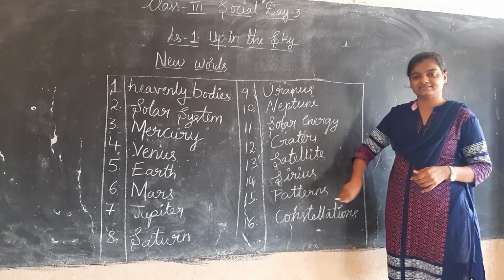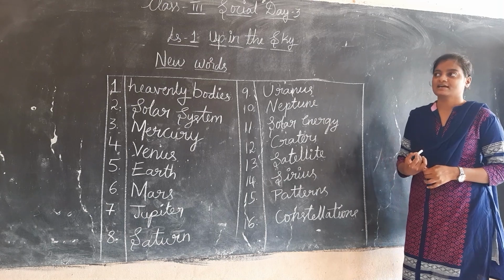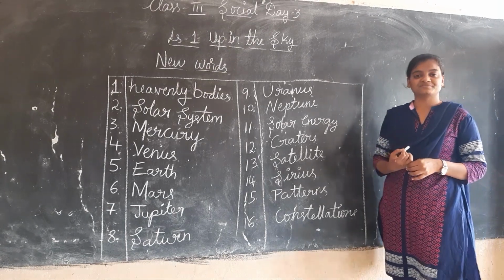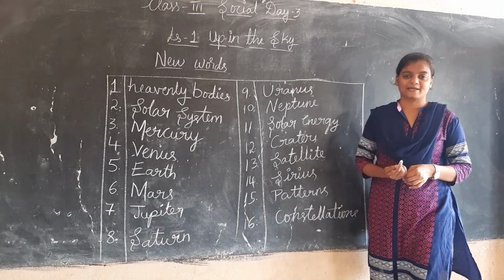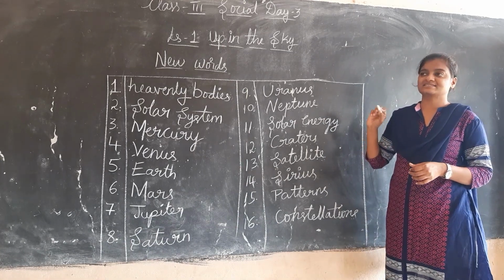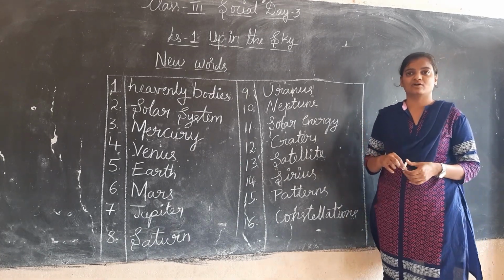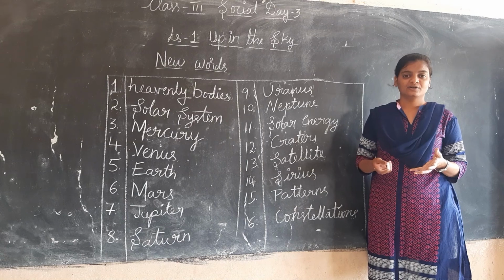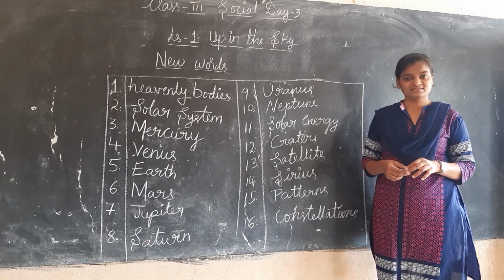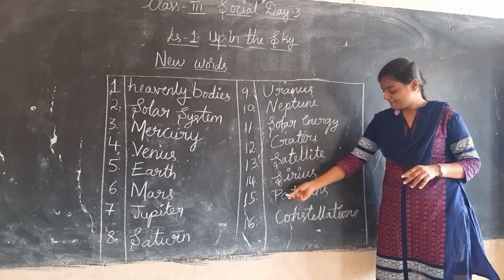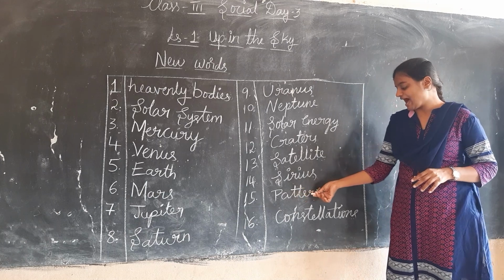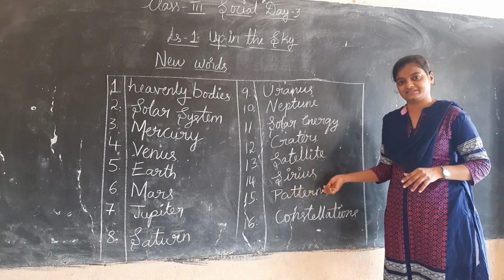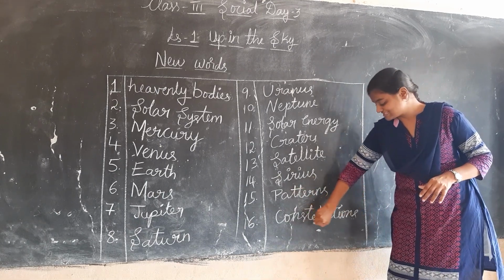Next, patterns. P-A-T-T-E-R-N-S, patterns. Patterns are groups of stars that we see in the sky. We imagine some shapes from that group of stars, and those shapes are called patterns.